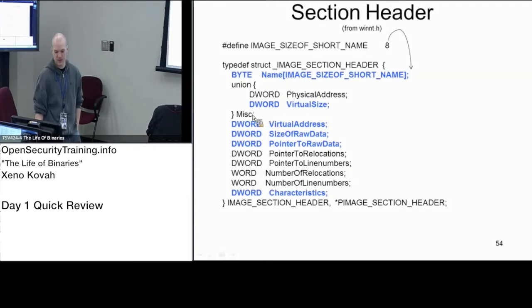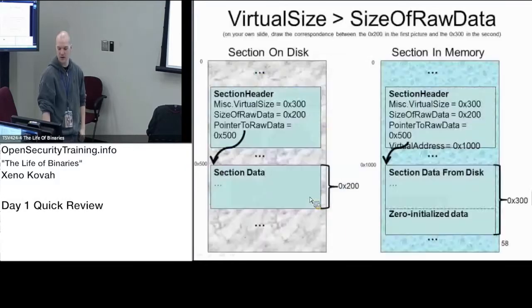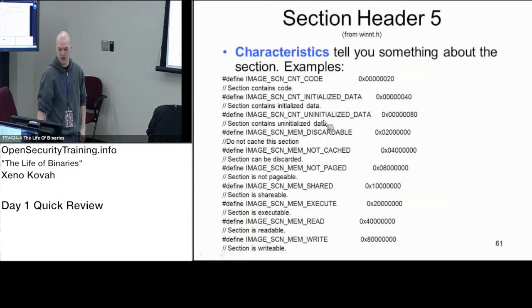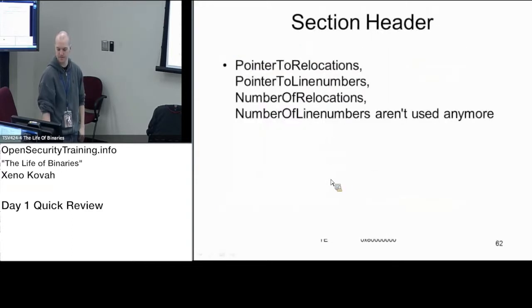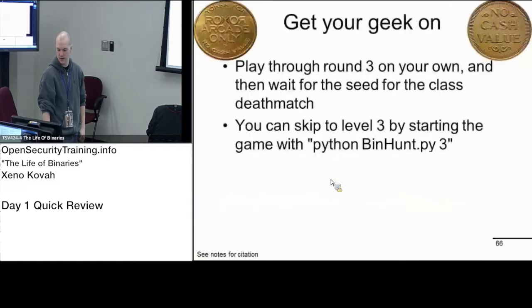Virtual size: we're always going to think of this as Misc.VirtualSize. We'll never think of it as physical address. So you've got virtual address, which says where the section is mapped in memory. Virtual size is the total size it takes in memory. You've got pointer to raw data, which is where the section starts in the file, and size of raw data, which is the total size it takes in the file. We said size of raw data can be bigger than virtual size, or virtual size can be bigger than size of raw data. It all has to do with whether you're padding out the file or padding out memory because you need some uninitialized variable space, basically global variable space. And characteristics are the stuff like read, write, execute, pageable or not, discardable or not, whether it contains code, and whether it's shared.